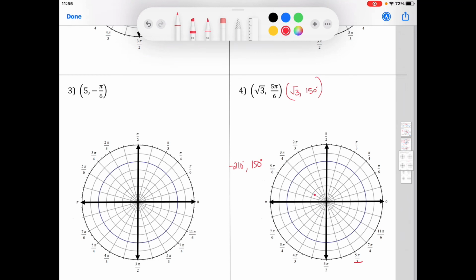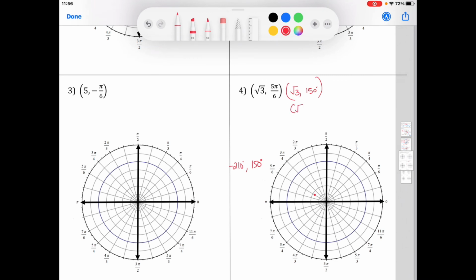So 150, root 3, it'll be closer to 2, because root 4 is 2, so root 3 is a little less than 2. If you didn't have the calculator on you, just use your educated guess. You know the square root of 4 is 2, so the square root of 3 would be something less than 2, but closer to 2. Okay, so that's your point, and there's no letter to it, so we're just going to mark that point. Now we want to write it 3 different ways.